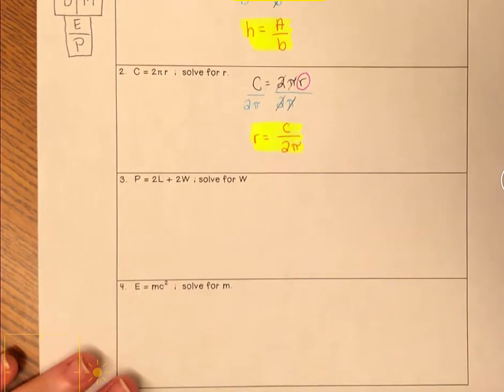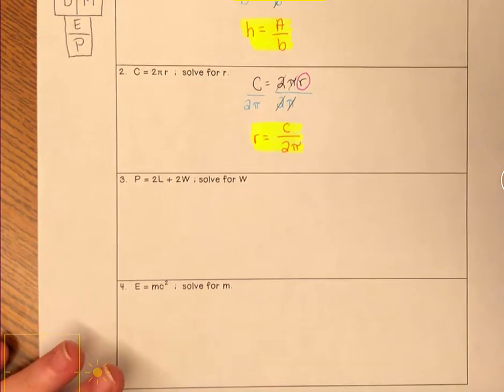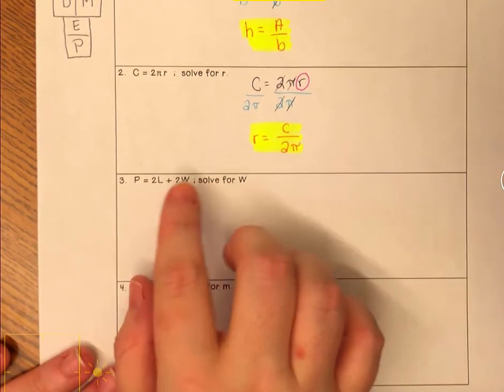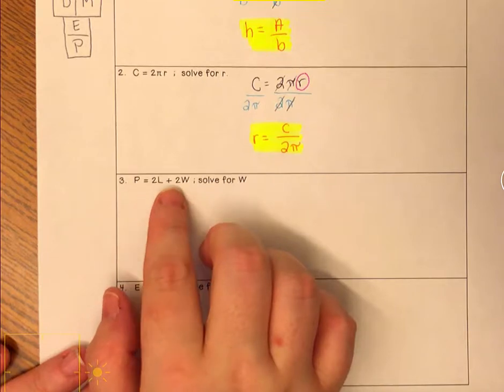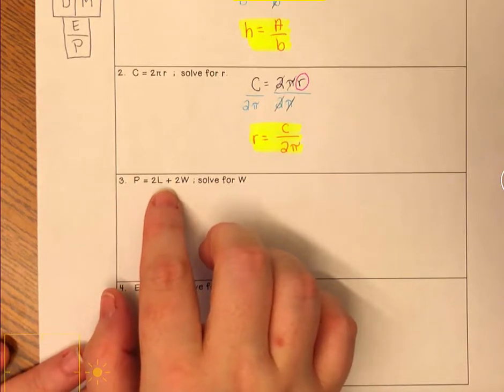On this next one, we have P equals 2L plus 2W, and we want to solve for W. This is the equation to find the perimeter of a rectangle or a quadrilateral.